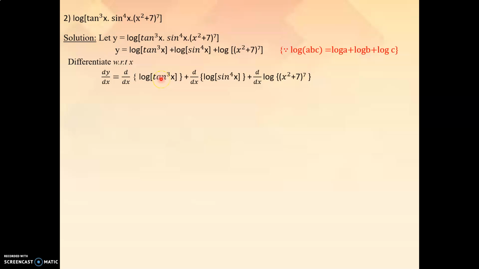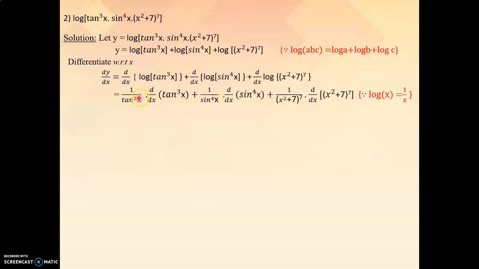So the derivative of log x you have to take, that is 1 upon, in the place of x it is tan cube x, and since it is not x you have to take the derivative of tan cube x also. The same procedure you have to follow in the second and third function. So 1 upon sine raised to 4x into derivative of sine raised to 4x, plus derivative of log of (x square plus 7) whole raised to 7 is 1 upon (x square plus 7) whole raised to 7 into derivative of (x square plus 7) whole raised to 7.